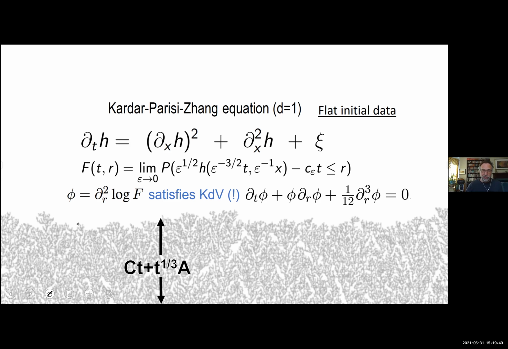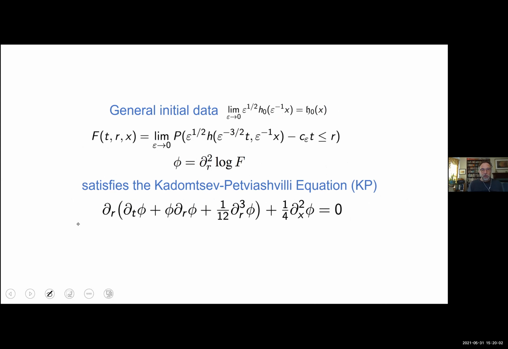If there's no questions, I'll go on to the more general version. The more general version is what happens if you don't start with flat initial data, but with some other initial data. So now we're starting with some general initial data. Of course, it has to have this diffusive rescaling, which is the non-time part of the 1, 2, 3 scaling.